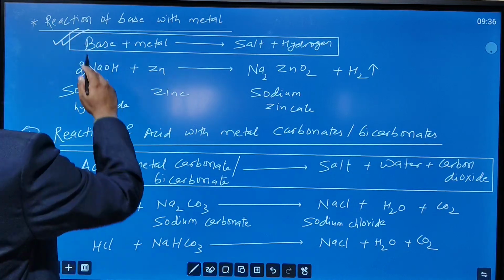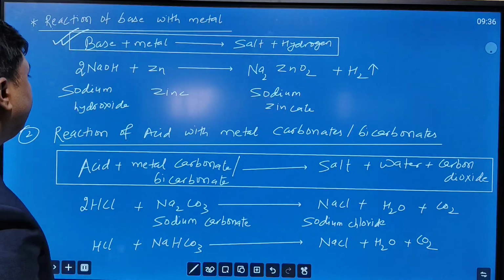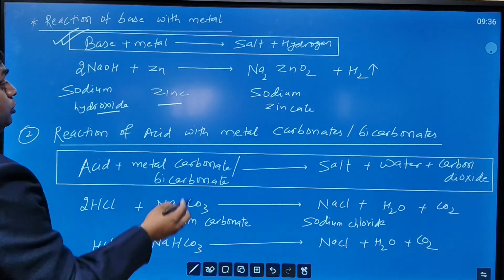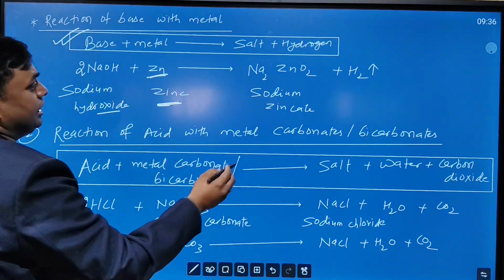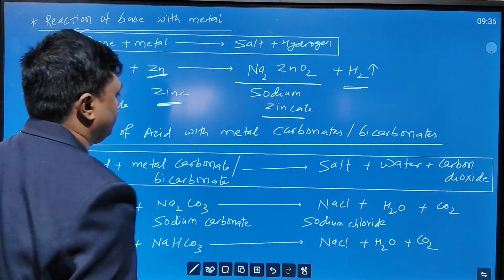Next, reaction of base with metal. Generally, base also reacts with metal to give salt plus hydrogen, like sodium hydroxide plus zinc. Generally zinc gives you Na2ZnO2, that is sodium zincate, plus hydrogen gas is involved.